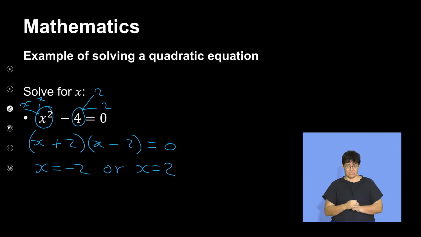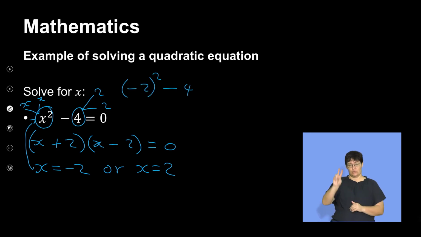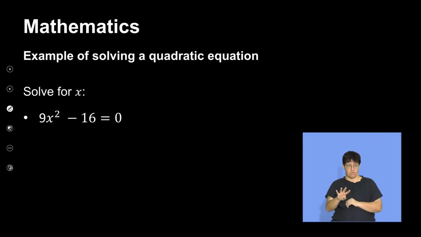Now, this one, guys, it's a bit easy to check your solution. How do you do that? Substitute the minus 2 back into the original equation. It becomes minus 2 squared minus 4, and then minus 2 squared is 4, so 4 minus 4 will definitely give us 0. Same with the positive 2. 2 squared is 4. You subtract a 4, it gives you a 0.